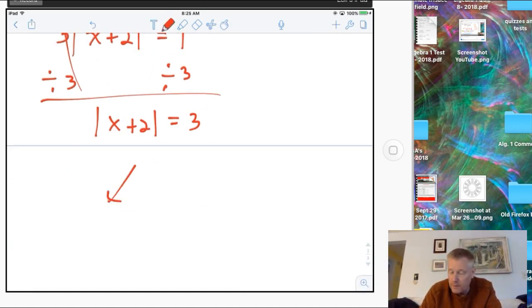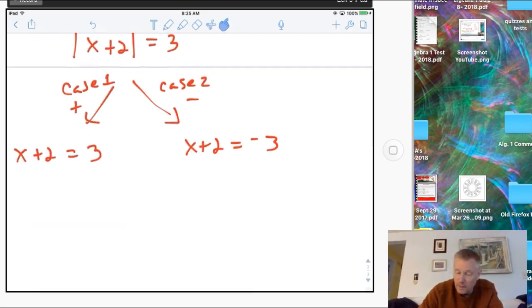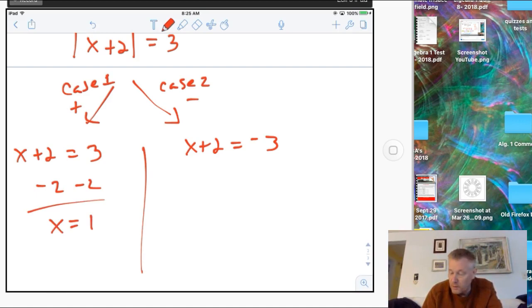Now I can break it up into case 1 and case 2. Case 1 will be the plus, case 2 will be the minus. So I got x plus 2 equals 3. Over here I got x plus 2 equals negative 3. And I'm going to draw a line down the middle, solve my 2 equations, and get my 2 answers. 3 minus 2 is 1. Negative 3 minus 2 is negative 5.